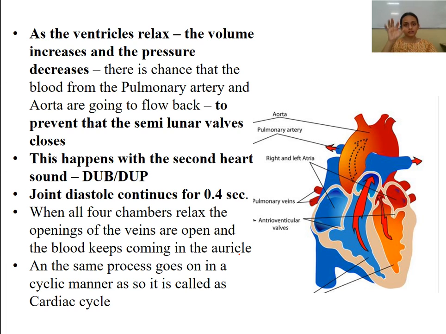Once the atria are filled with blood, again the same process goes on: they contract, the atrioventricular valves open and the blood is pumped into the ventricles, and then again the same process of systole and diastole. As this process goes on in a cyclic manner, it is called the cardiac cycle. So this was about the cardiac cycle.